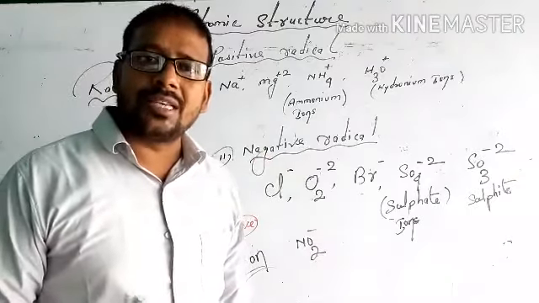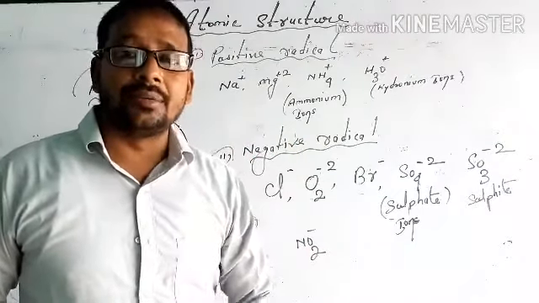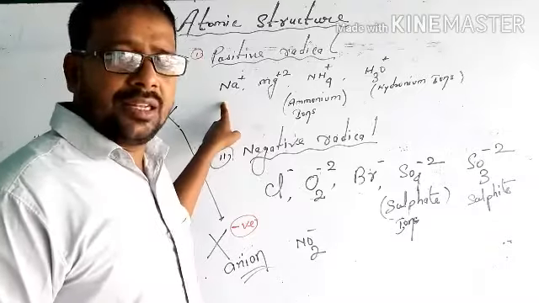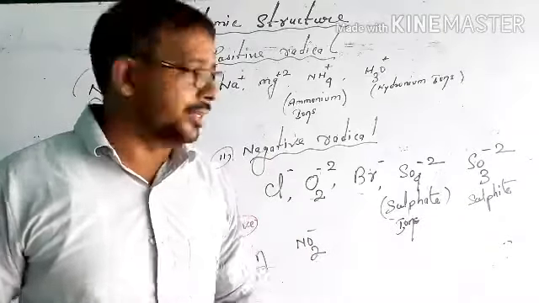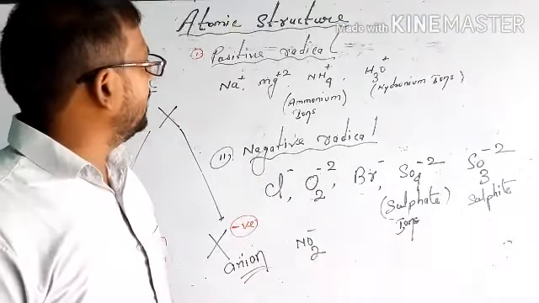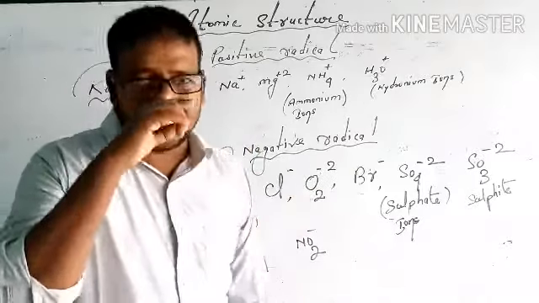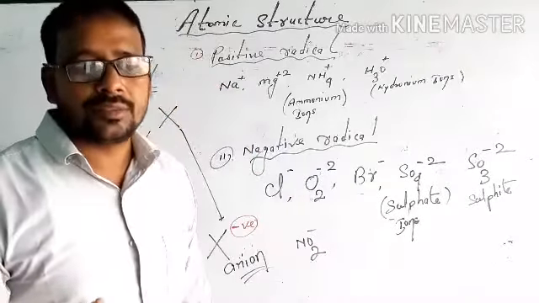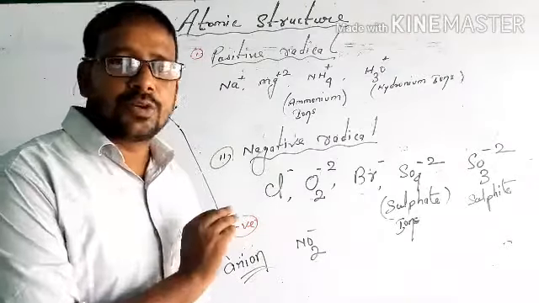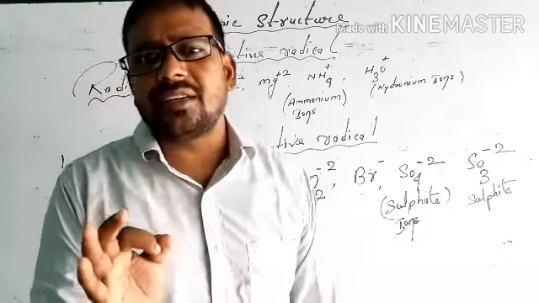Again I want you to revise. What is a positive radical? When any atom or group of atoms carries positive charge, that is called a positive radical. And when any atom or group of atoms carries negative charge, that is called a negative radical. So that is very clear. These two things you have to keep in mind, and lots of examples are given in your book. Two more terms are given: acidic radical and basic radical.